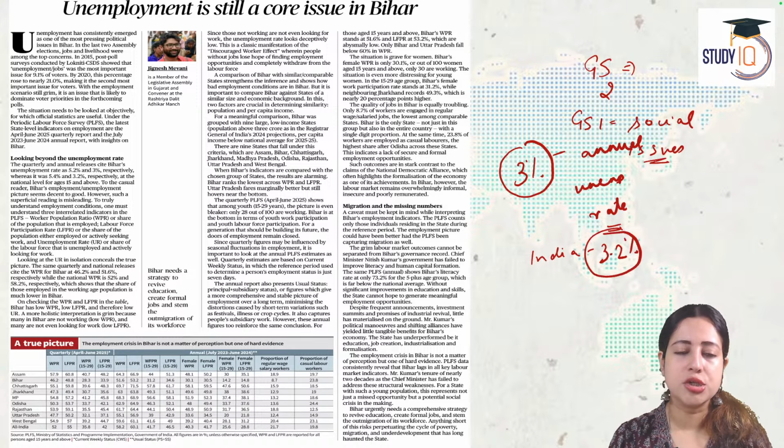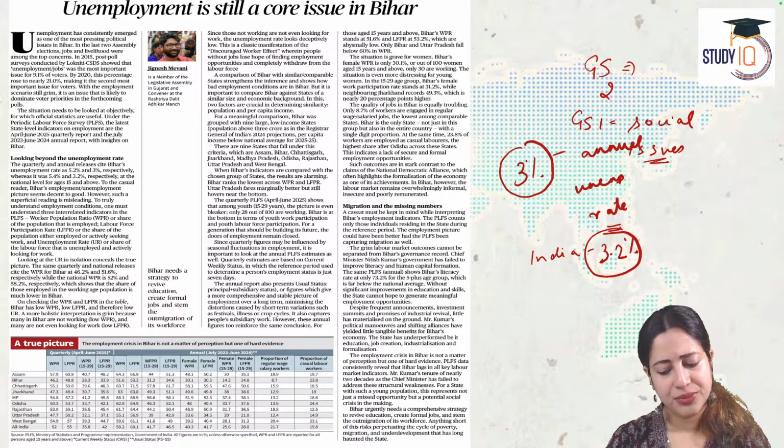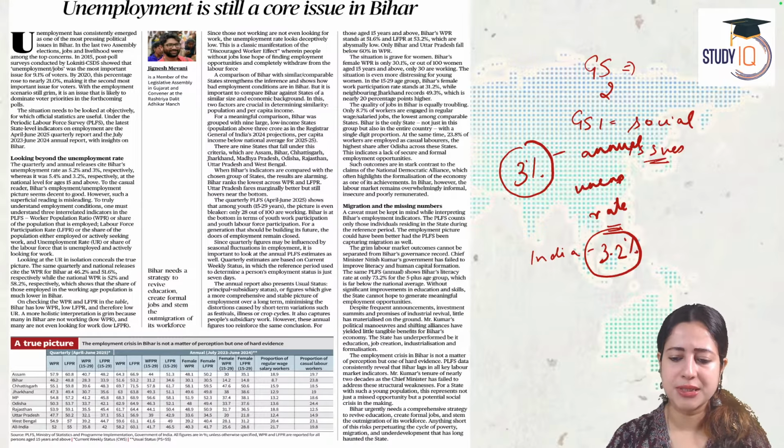So what is the tension here? Why should we worry about it? If all India it is 3.2, Bihar has 3, not much difference. Then why do people always say that Bihar has a chronic problem of unemployment? Because according to this article, the data here, 3% annual unemployment in Bihar is a very misleading data.